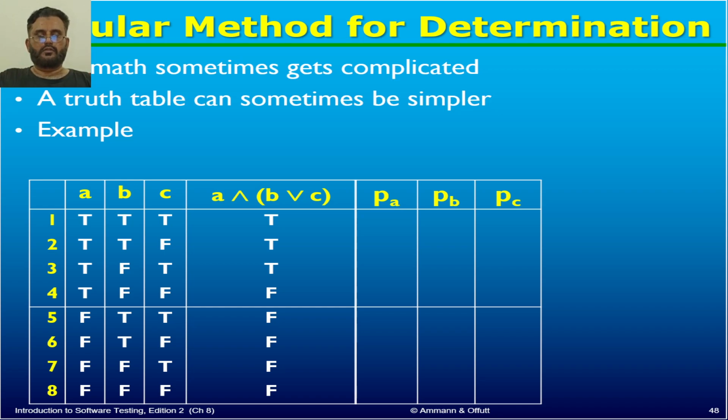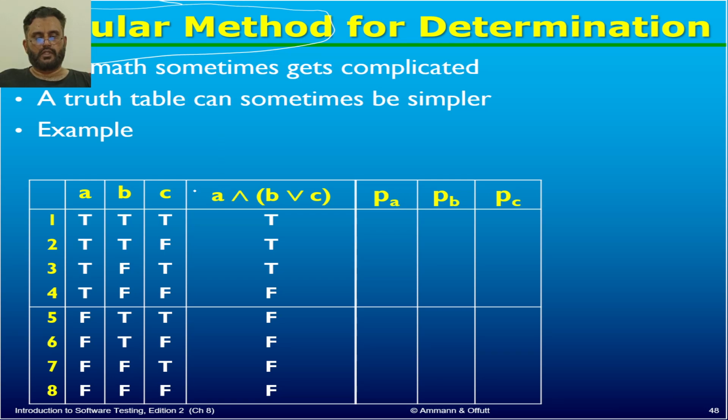So you can also take help from the tabular method for the determination of the clauses. Math can sometimes be complicated, and some people might find it problematic or confusing to apply those formulas, connecting the two versions of the predicate by means of an exclusive OR and then computing it. So you can take help from the truth table.